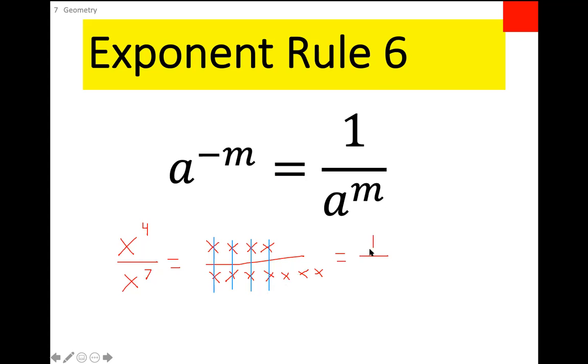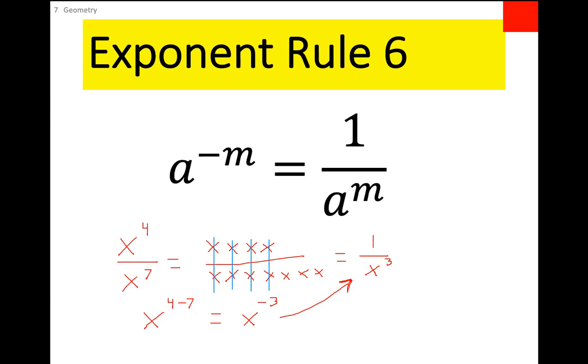Where am I getting the 1 from? Well, these blue lines mean 1. 1 times 1 times 1 times 1 is 1. And on the bottom, we have x to the third. Okay. Well, let's think about this. If we were to follow the division rule, the division rule says if the bases are the same, you subtract top minus bottom. Well, that would give me x to the -3. And there's an example of how you can see that negative exponents actually turn into this. So what is the rule? The rule is if you have a negative exponent, it swaps position.